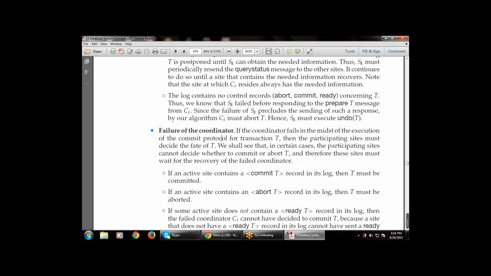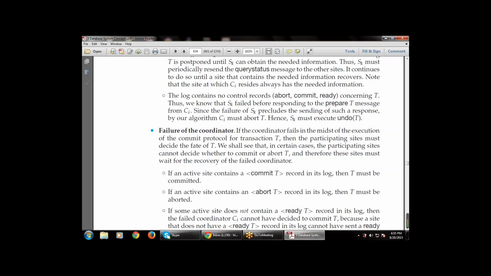Next is the failure of the coordinator. If the coordinator fails in the middle of the execution of the commit protocol for transaction T, then the participating sites must decide the fate of T. We shall see that in certain cases the participating sites cannot decide whether to commit or abort T. That is one of the major drawbacks: when the coordinator fails, it becomes the responsibility of the sites to decide whether to commit or abort.